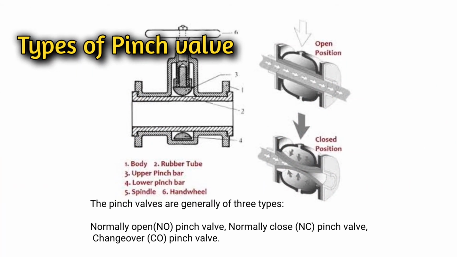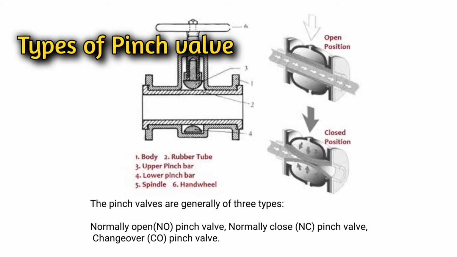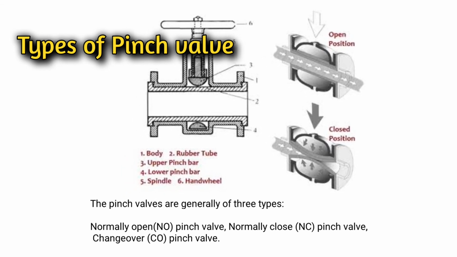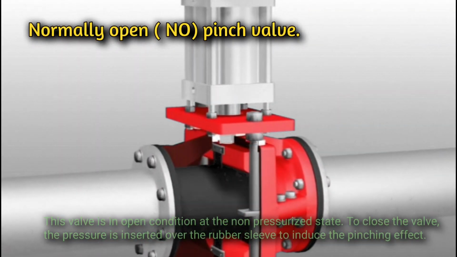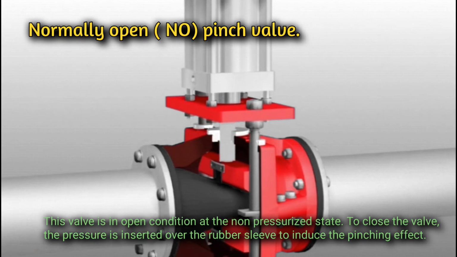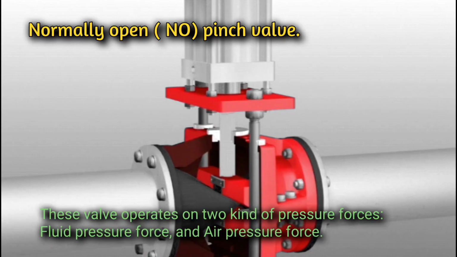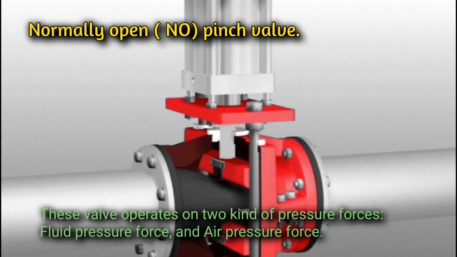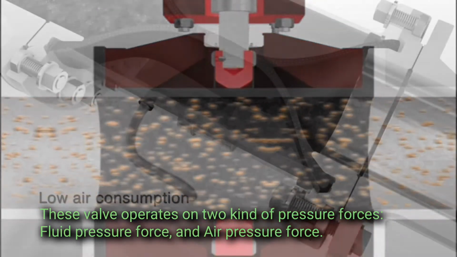Types of pinch valves. Pinch valves are generally of three types: normally open pinch valve, normally closed pinch valve, and changeover pinch valve. Normally open pinch valve. This valve is in open condition at the non-pressurized state. To close the valve, pressure is applied over the rubber sleeve to induce the pinching effect. This valve operates on two kinds of pressure forces: fluid pressure force and air pressure force.